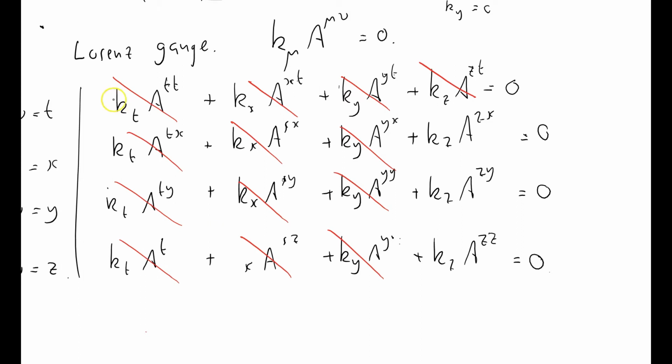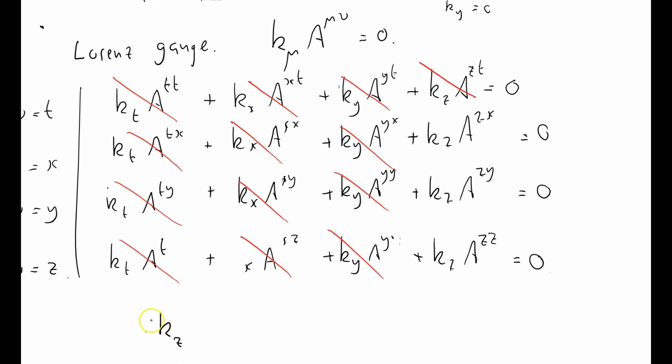Where was I? I've got 4 equations, each of which has 4 terms, which were an expansion of the Lorenz gauge condition. So we've got 0 on the right-hand side. And lots of these terms here that I've crossed out in red are 0 by construction, but not all of them. Look, I've got this term here.